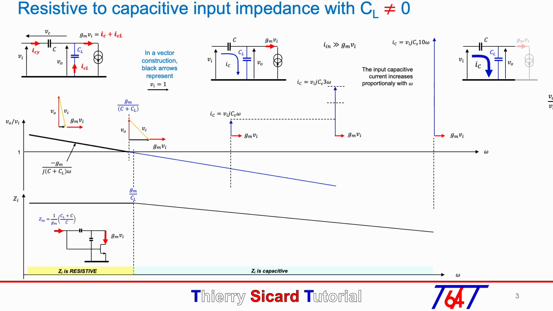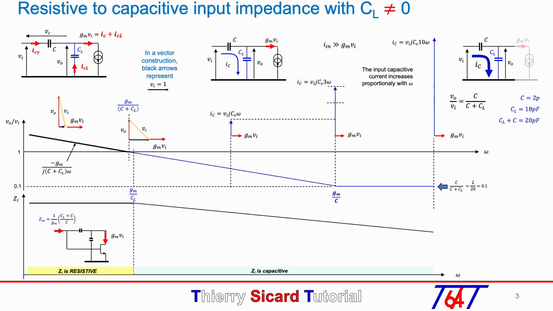When the angular frequency is greater than Gm over C, the gain Vout over Vin will be limited by the capacitive divider ratio C over C plus Cl. If C equals 2 picofarad and Cl equals 18 picofarad, the ratio will be 2/20, meaning 0.1. Of course, with the capacitor divider, Vin and Vout are in phase, as shown in the sum of vectors.